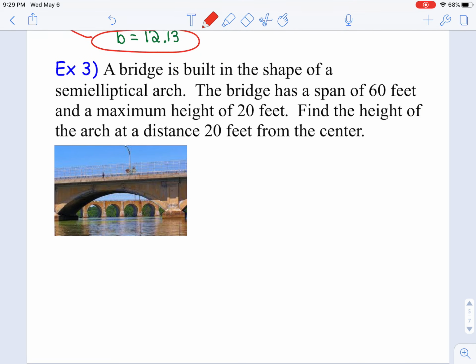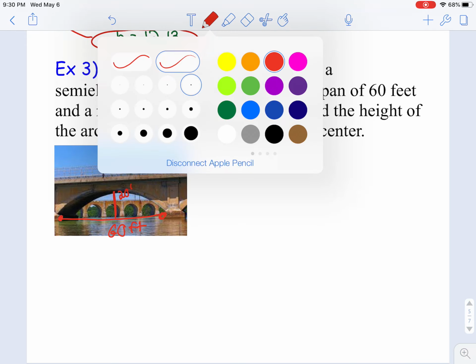Now, another example of these semi-elliptical shapes could be the arch of a bridge. Obviously, sometimes these are more parabolic, sometimes these are more semi-elliptical. So in this case, this bridge is in a semi-elliptical arch. The bridge itself has a span of 60 feet. So from one side of the bridge to the other side is 60 feet. We also know that it has a maximum height of 20 feet. So that highest point here is 20 feet. We want to find the height of the arch at a distance 20 feet from the center.